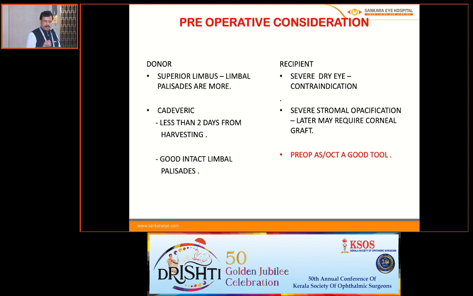In the recipient eye, it should not be a very dry eye, which is a contraindication for SLET, because the result will not be that good. If there is very severe stromal scarring, the patient may later require DALK or PKP for visual correction. Preoperative ASOCT is a very good tool, because we can't see anything below the vascularized cornea. A thin cornea, a fully opacified cornea, or a perforation can all be seen in ASOCT, and this helps us to do our surgery.